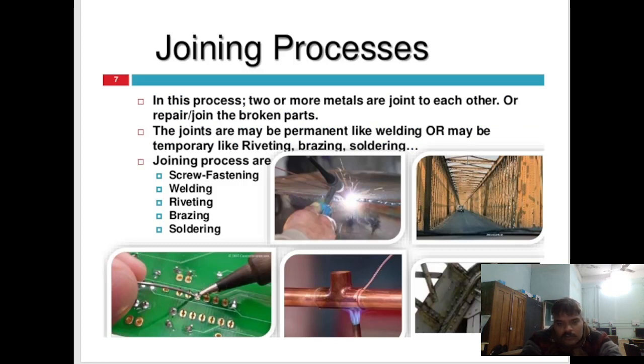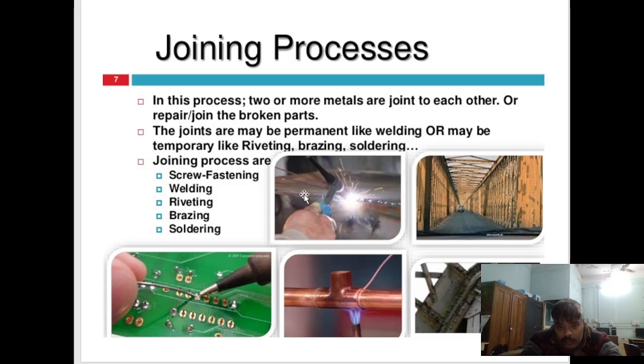This is the joining process. In the joining process, what happens? Two or more metals are joined to each other by using heat or pressure, with or without using heat and pressure. The joints may be permanent like welding, or may be temporary like riveting, brazing and soldering. Joining processes are screw fastening, welding, riveting, brazing and soldering.